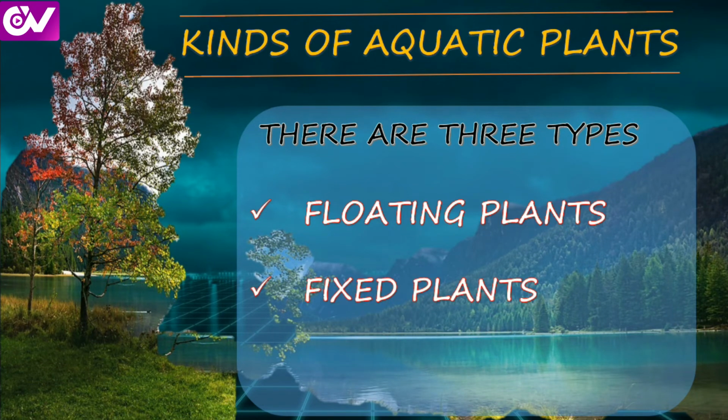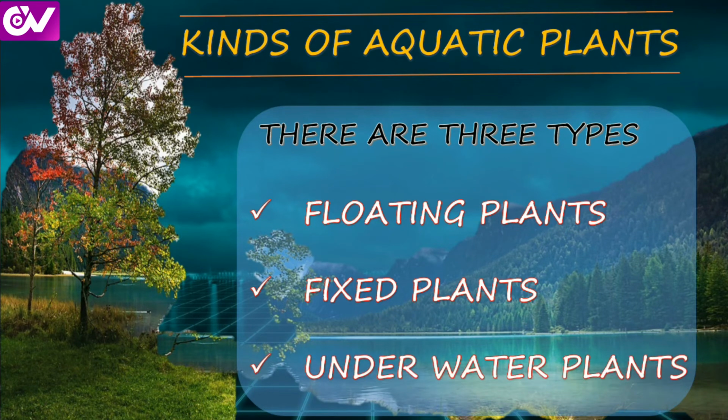Fixed plants. Fixed plants are the plants that used to float on the water, but their roots will be deeply stuck into the inside of the water. That is, it touches the ground level. Next, underwater plants. Underwater plants are the plants that used to grow under the water. These kind of plants can't be seen above the water level. They will only be in the underwater region.